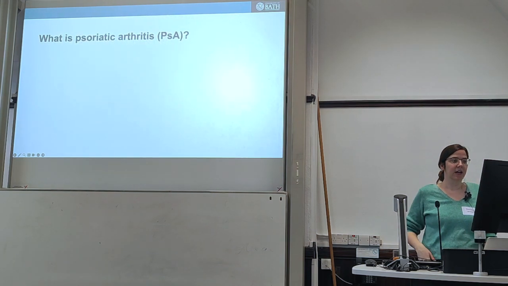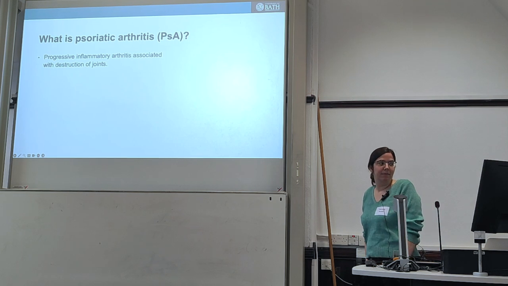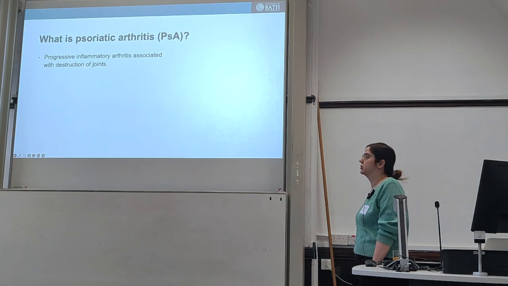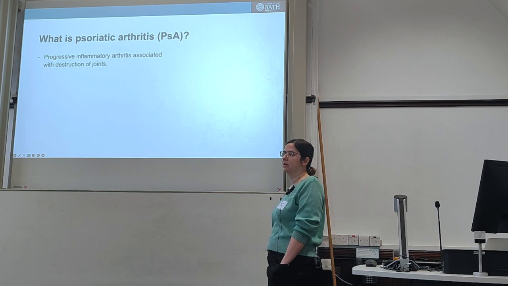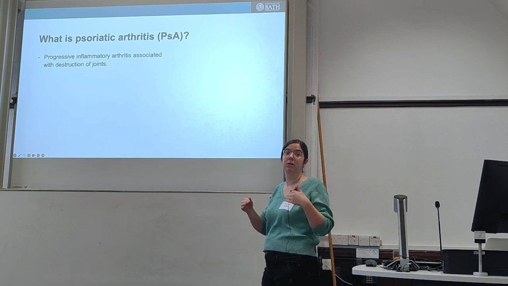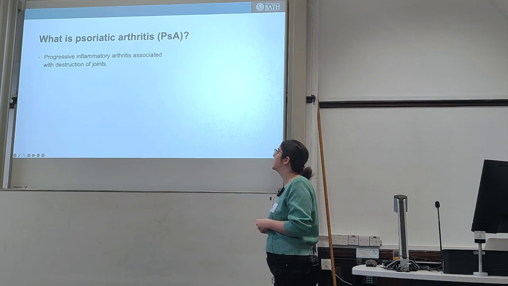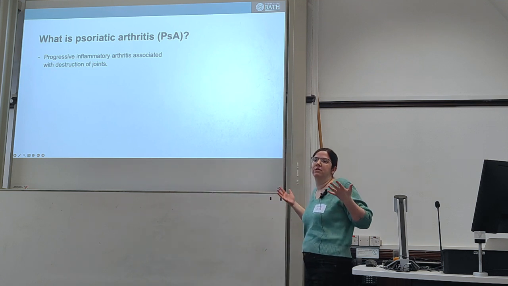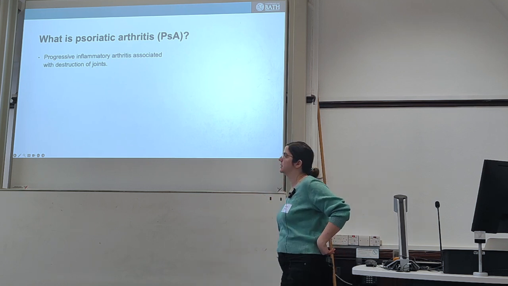So first, what is psoriatic arthritis? It's a progressive inflammatory arthritis associated with destruction of the joints. This is in contrast to, say, osteoarthritis, which is much more common, which is more about wear and tear as you get older. So this means your immune system is overreacting to something and attacking your joints and connective tissues.